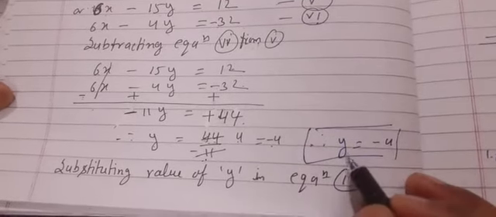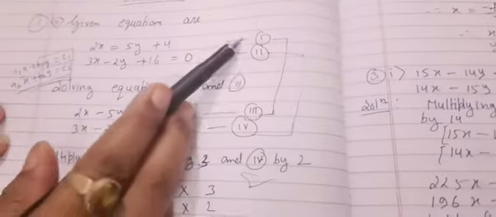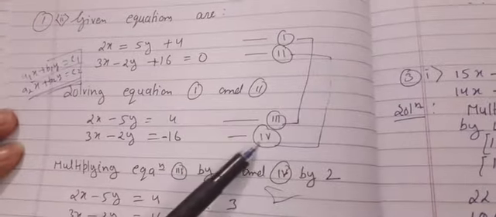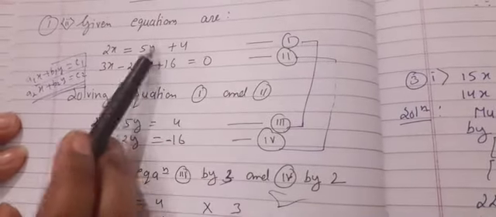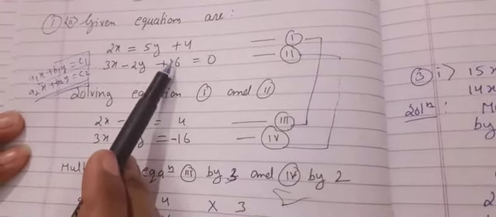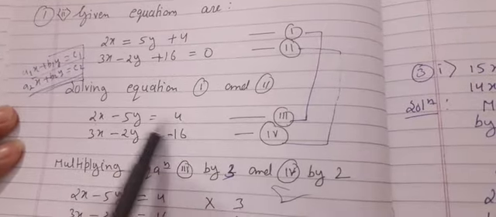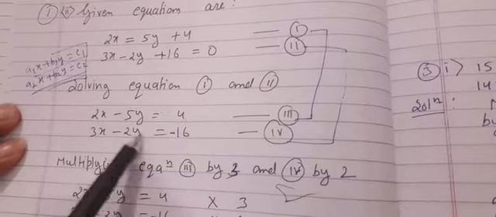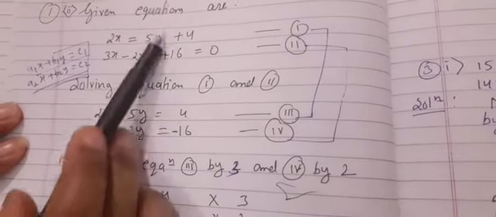We will substitute this value of minus 4 in any of these equations, either 1 or 2, or equation 3 from 1 and 4 from 2. Equations 1 and 2 are the original equations, and these two are also a modified form of the same equations. So you may put the value of y here, or in any of these two. I have chosen equation 1. I have written substituting the value of y in equation 1.